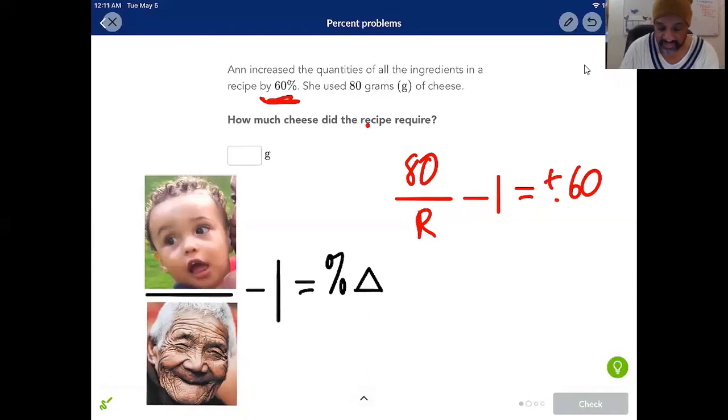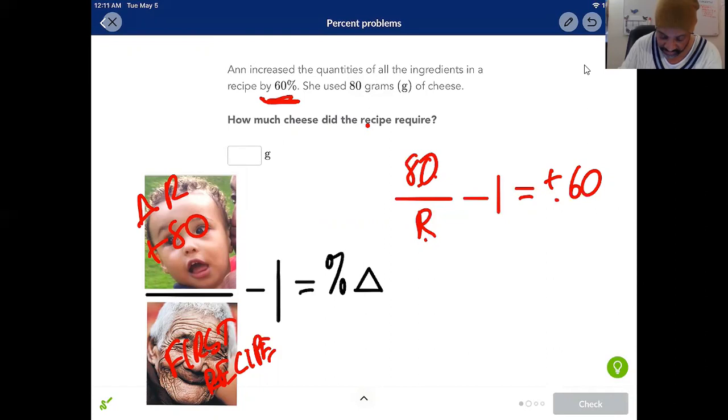So let me go back through that. The first thing was the original recipe. She changed the recipe by adding 80 to whatever it is that she had. She added 80 grams of cheese, or she used 80 grams of cheese. So 80 goes here because that's what she changed. The original recipe had, we don't know what that is. We're going to find it. And now we have -1 equals 60%.